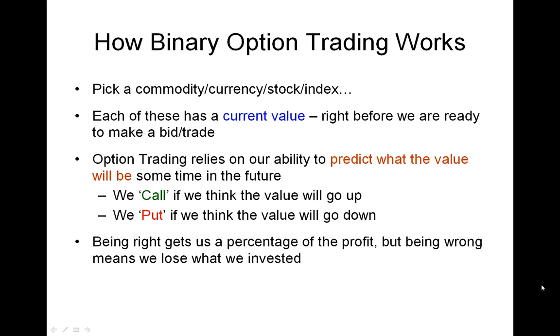So just to give a quick review of binary option trading, essentially we pick a commodity or a currency or any stock index. Each of these has a current value right now at any given point in time, and binary option trading relies on our ability to predict what the future value is going to be at some time in the future. We call if we think that the value will go up, and we put if we think that the value is going to go down. Being right gets us a percentage of the profit, but being wrong means we lose all of what we invested.